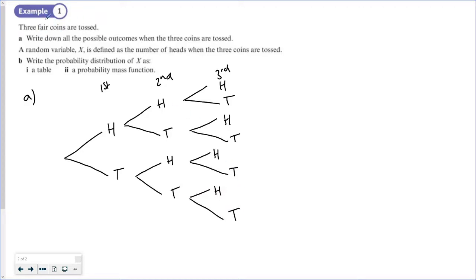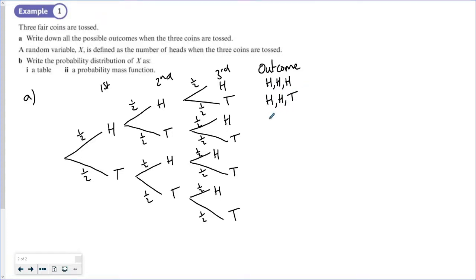And because all the coins are fair, we know that the probability is always going to be a half and a half for each of these events. So at the end here, we can write down what we'll call the outcome of the experiment. So here I'm going to get heads, heads, heads. Here I'm going to have heads, heads, and then tails.